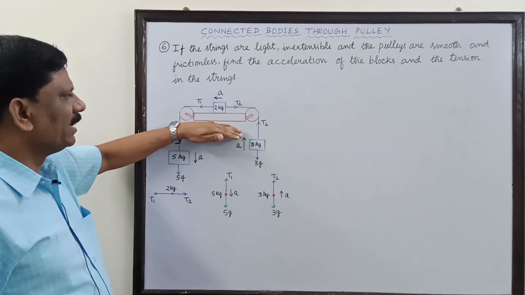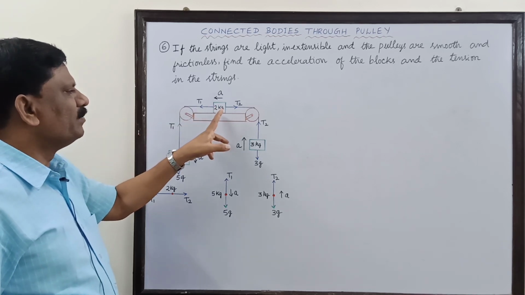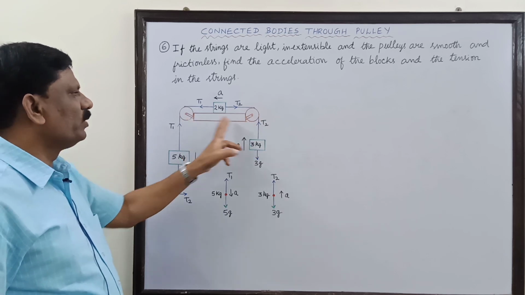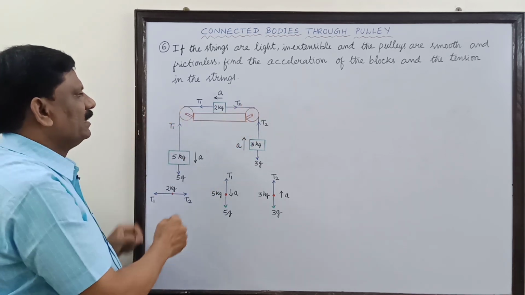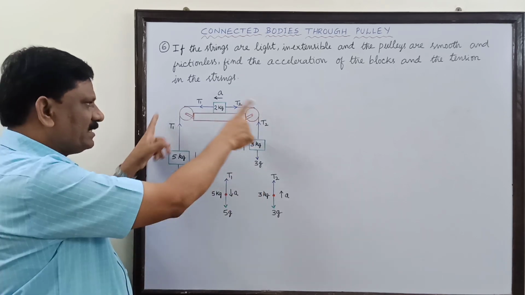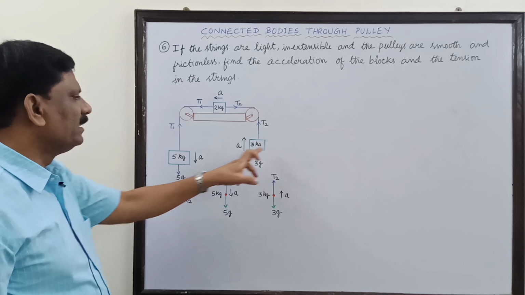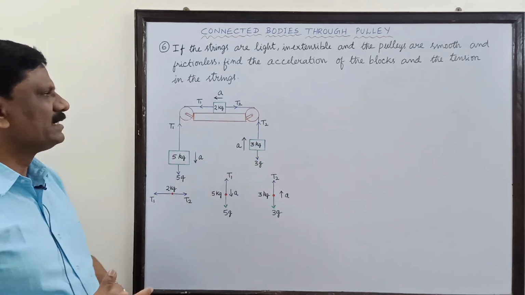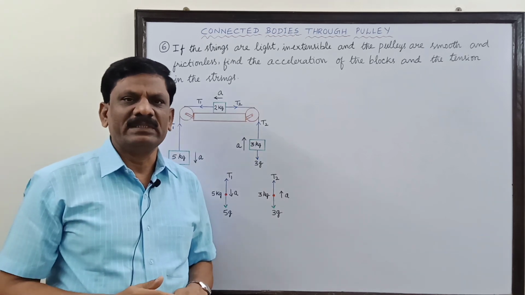There is a horizontal table surface over which a 2 kg block is kept, and there are two pulleys fixed to the two ends of the table. Over the pulleys, a string is passing over, and at the two ends, 5 kg and 3 kg blocks are suspended. In the middle, there is a 2 kg block. Now, what is going to happen?